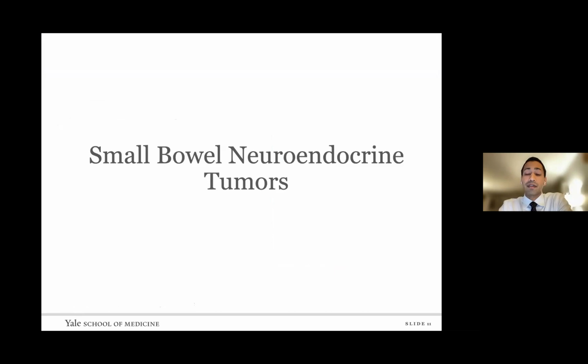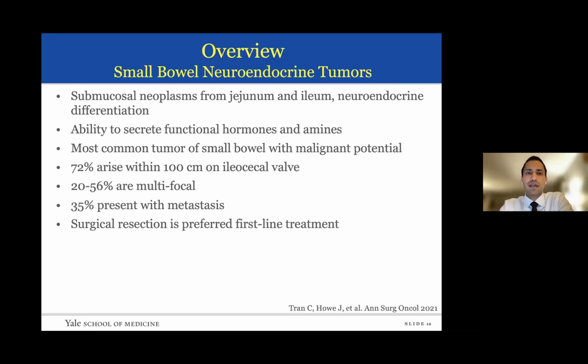Next, I'd like to transition to small bowel neuroendocrine tumors. These are submucosal neoplasms, which primarily arise from the jejunum and the ileum. They have neuroendocrine differentiation, just like some of these other tumors we're talking about today, and an ability to secrete functional hormones and amines. They are the most common tumor of the small bowel with malignant potential, which is interesting because this has shifted. When I was an intern almost 20 years ago, we did not look at small bowel neuroendocrine tumors as the most common small bowel tumors. We would think more of adenocarcinoma and then more often even benign tumors. But now, neuroendocrine small bowel tumors are the most common small bowel tumor with malignant potential.